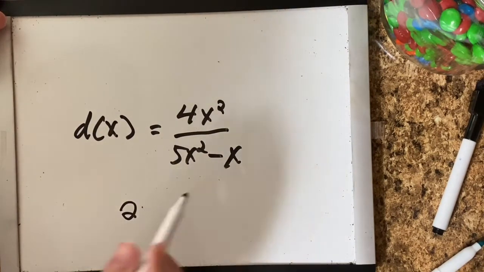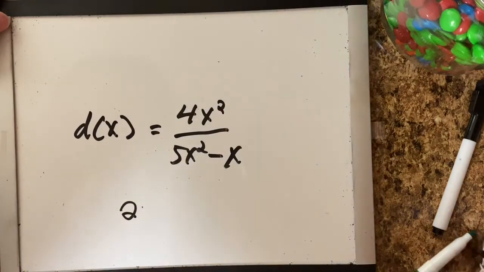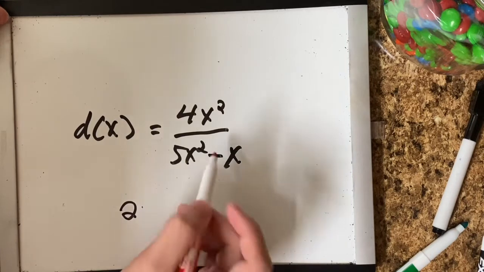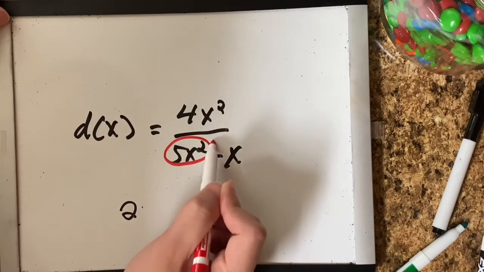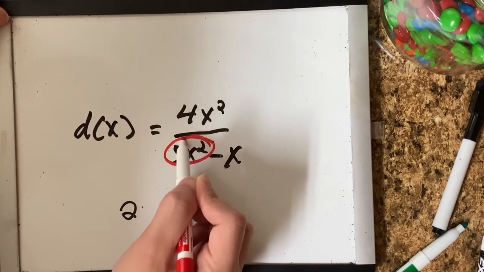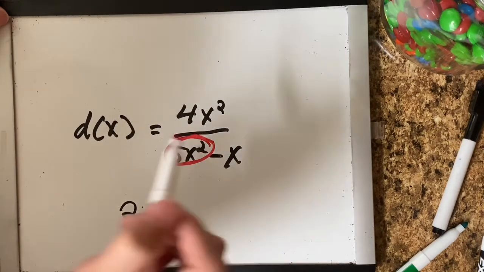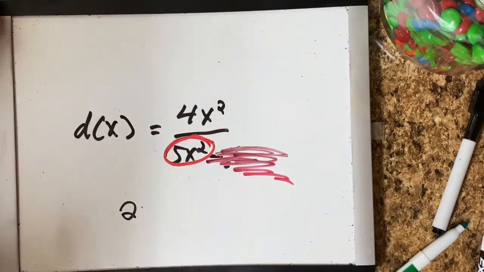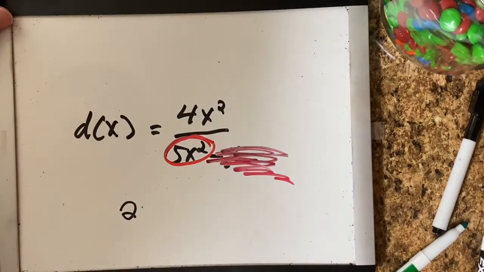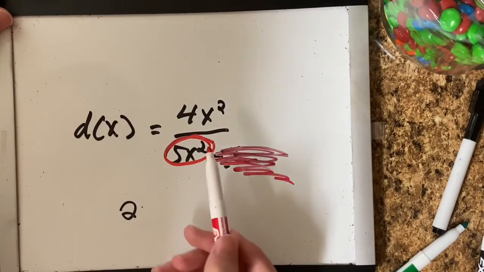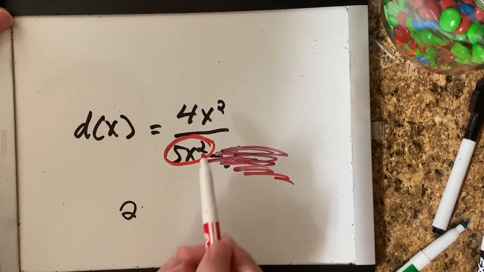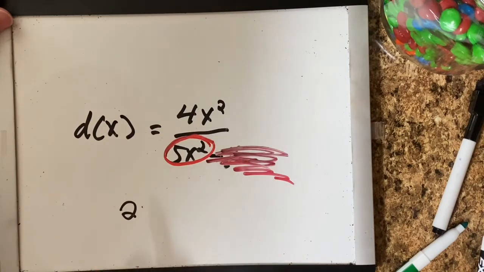Now let's take a look at the denominator. As you can see, there are 2 terms in the denominator, but we only look at the first term because when we take the degree of something, we only look at the first term. So you can go ahead and cross this out. All right. As you can see, we have only one variable and one exponent, which is 2. So the degree is 2.